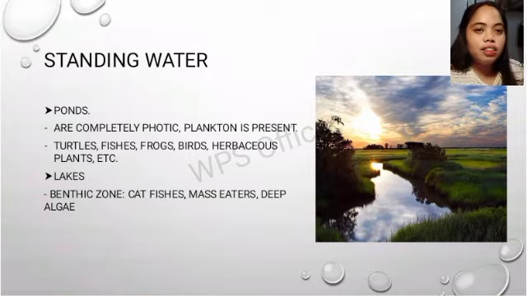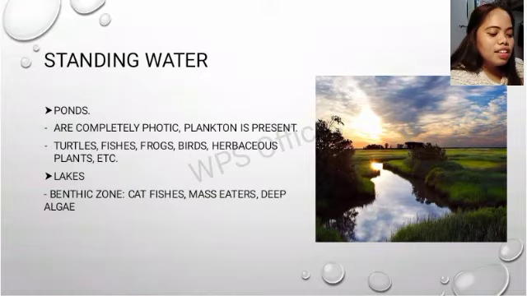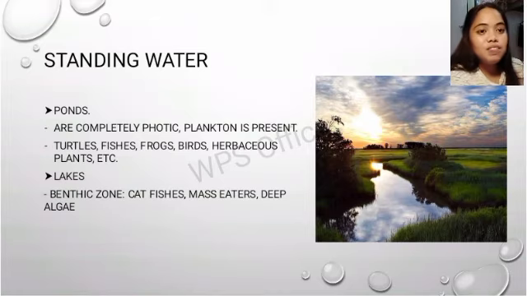So, standing water includes ponds. They are completely photic and plankton is present. So, pond is lawa in Tagalog. It is a small area of still, so hindi nagpo-flow, fresh water. It is different from a river or a stream because it does not have moving water, and it differs from lake.